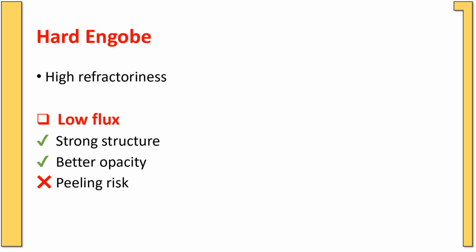Now let's talk about hard engobe. A hard engobe resists melting and remains stable at higher temperatures. Advantages include maintained structure, better opacity, stable layer between body and glaze. But again, too much hardness can cause several problems as well, like poor adhesion, peeling or delamination, and rough surface defects in the tile production.